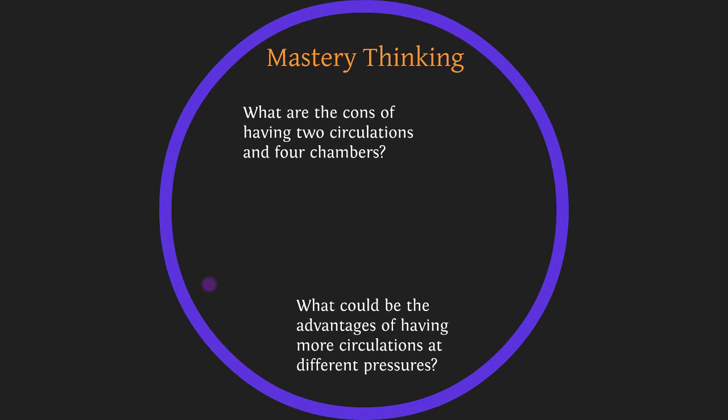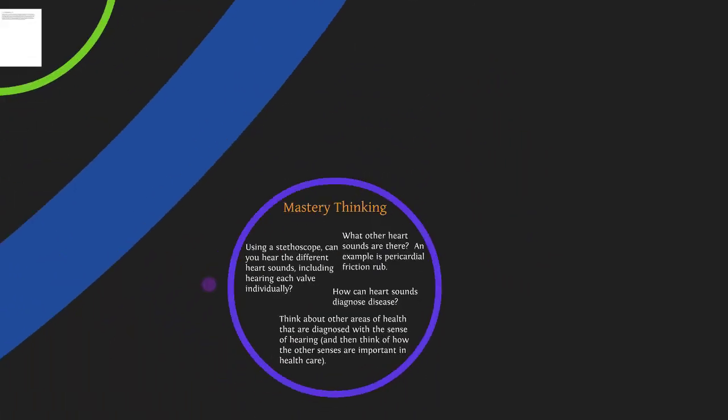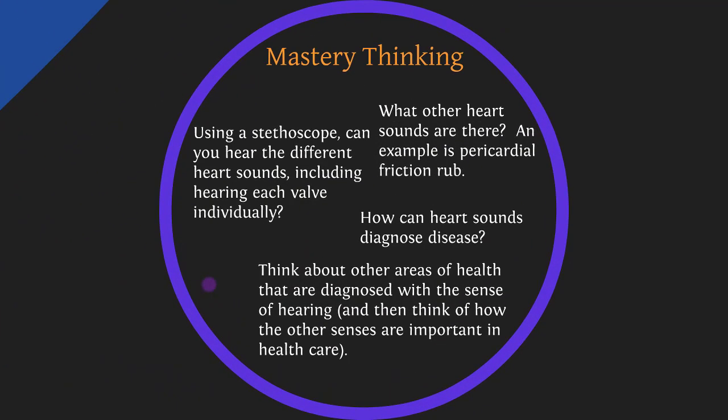What are some of the cons of having two circulations in four chambers? What could be the advantages of having more circulations? Why not have a separate circulation for the brain versus everywhere else? Technically, the next best circulation in your body is your kidneys. Most of the blood leaving your heart right now is actually heading to your kidneys. Try and get a stethoscope and try and listen to different heart sounds.